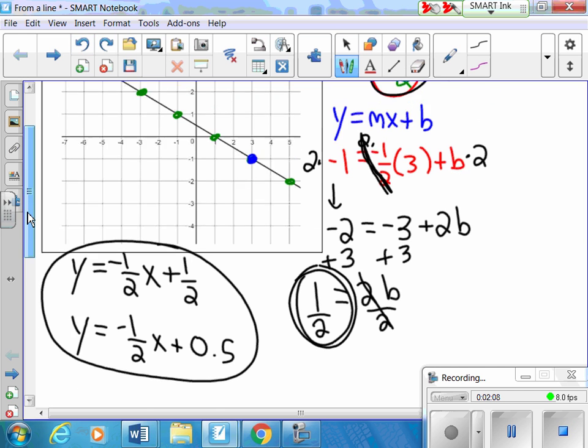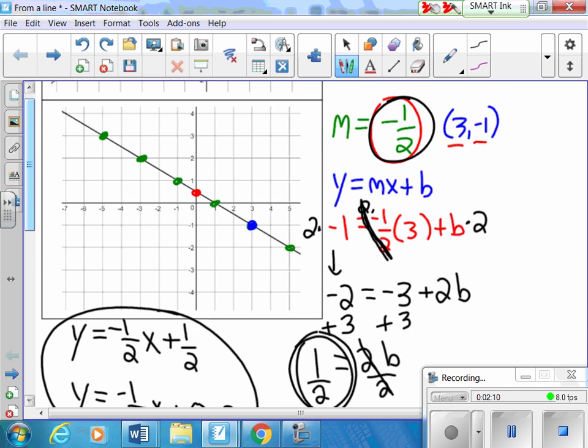Go back and look at your graph and see if that seems like a reasonable answer. Does that look like 0.5 on the y-axis? I think it does.